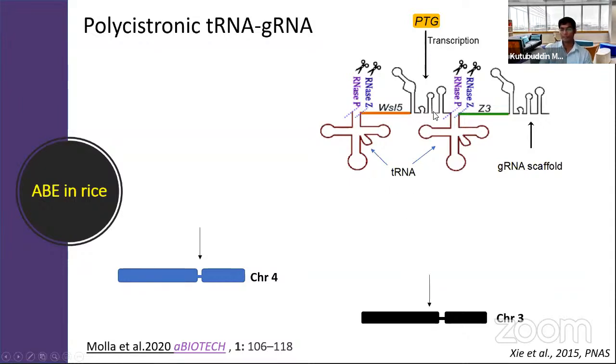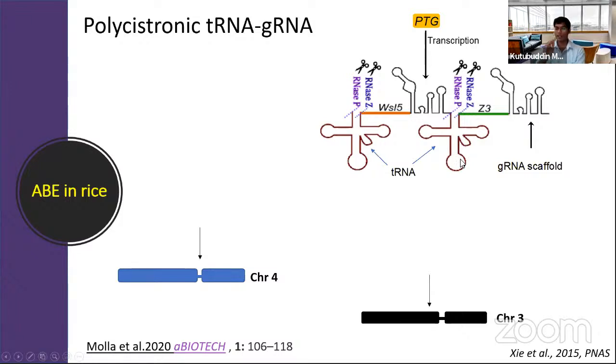This is the guide RNA for editing WSL5, up to this portion. But we have fused a tRNA at the 5' end of this guide, and also another tRNA at the 5' end of another guide, and they are fused together. They are transcribed by a single promoter, so they look like this: tRNA, guide RNA, tRNA, and then guide RNA. Now, within the cell, the plant has two different enzymes, called RNase P and RNase Z, which have the inherent capability to cut out the tRNA. They make a cut here and release the tRNA, and they make a cut here and release the tRNA.